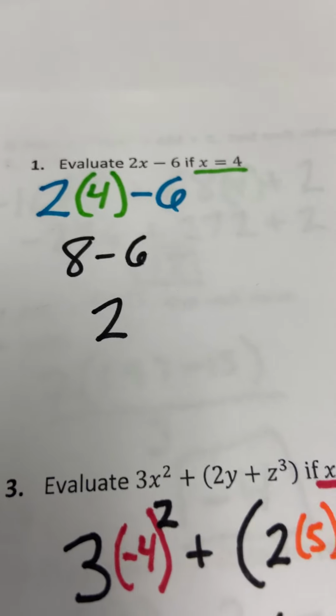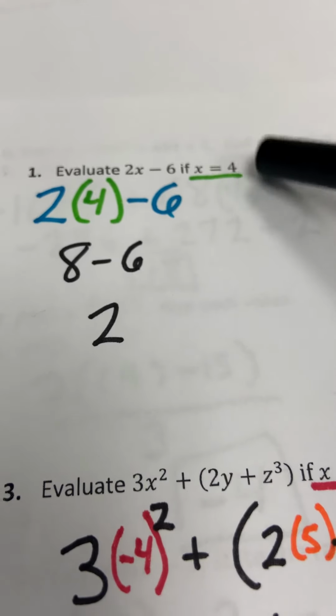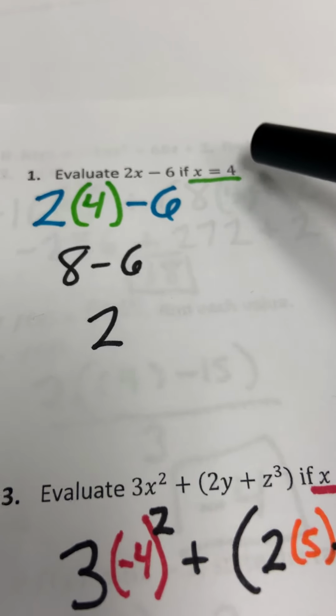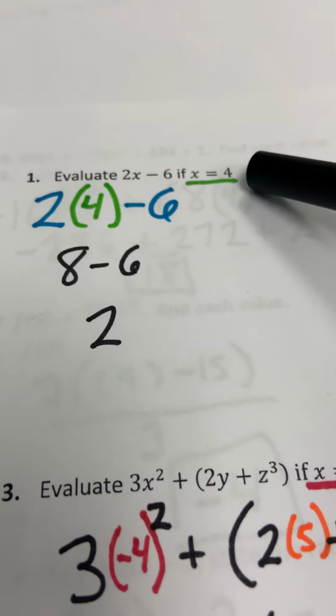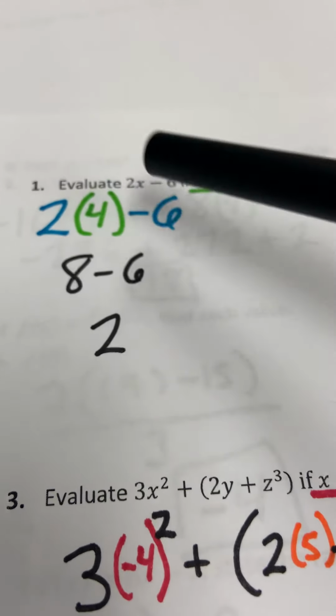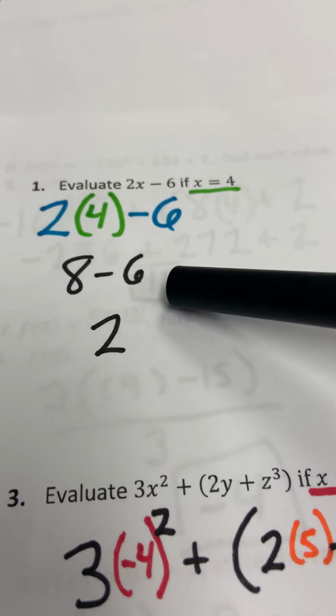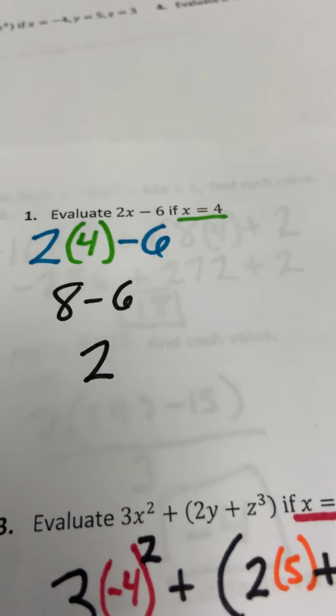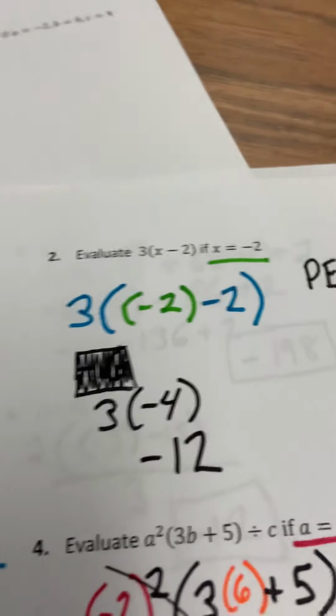So same thing here. This one doesn't have f of x, but you're still just substituting in. Same thing, I see an x, it tells me what my x is, I plug it in. So 2 times 4 is 8, minus 6, I get a 2. And I could check it if I wanted to. So this one's a little different.